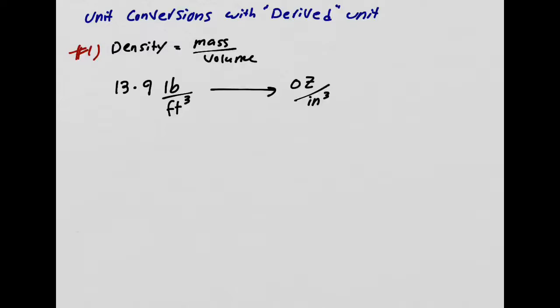It's not just one unit I'm converting, but two or more units. It's not just pounds to ounces, it's pounds to ounces and feet to inches. So it's a little bit more complex, but we got this down. All right, the same as before, I want to write down what's given to me, which is 13.9 pounds, that's the mass unit, over cubic feet, which is a volume unit. This is a density, a mass unit over a volume unit, and I want to convert it to this.